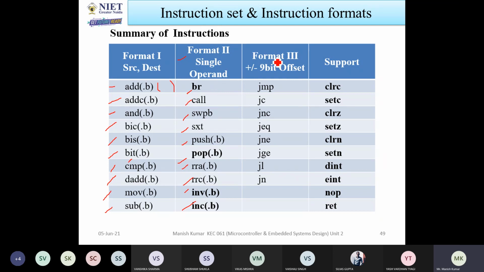Now when we are talking about format 3, only jump instructions are available. So jump without condition and jump with conditions. When we are talking about support: CLRC, SETC, CLRZ, SETZ, CLRN, SETN, DINT, EINT, NOP, RETI. So these are all support instructions. Okay.